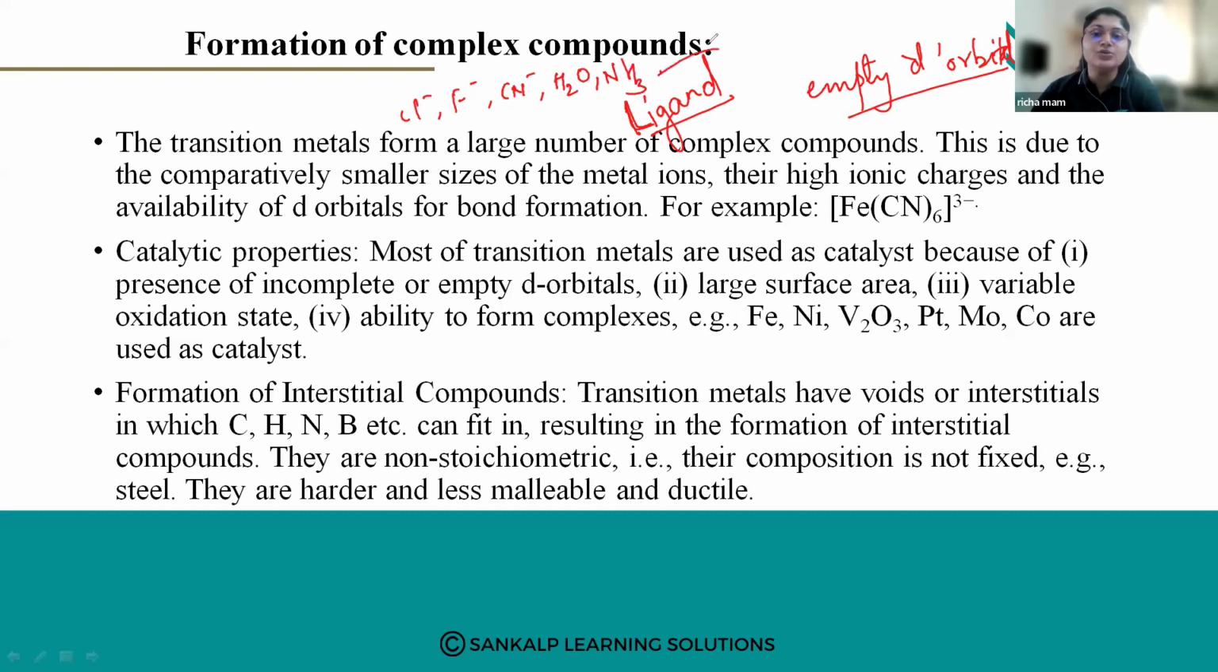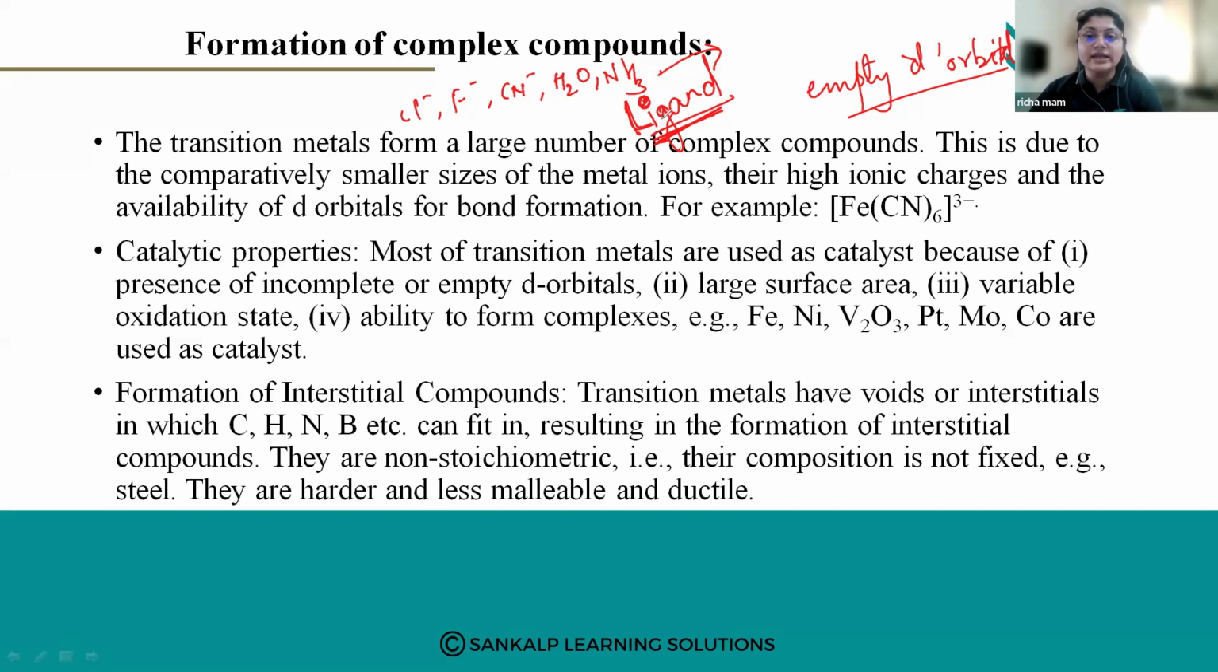They have the ability to donate a pair of electrons to the metal, and they combine to give you a complex compound. Now, when we are discussing the ligand, these metals have empty d orbitals with appropriate energy, so that they can take a pair of electrons from the ligand.